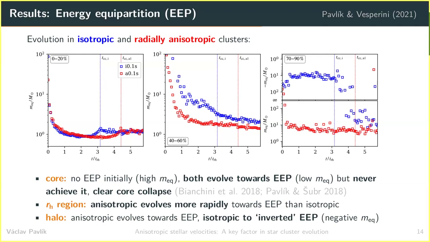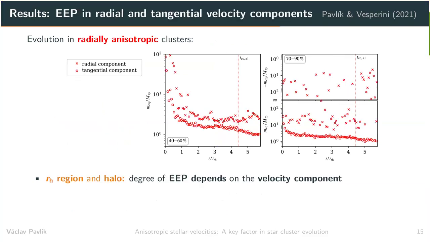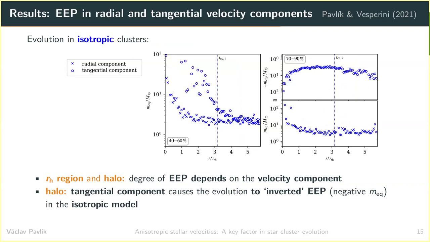Why is that? Well, if you look separately at the radial and tangential components of velocity dispersion, radial being crosses, tangential being circles, you can see that around the half mass radius, the evolution is similar in both components. And in the outer regions, the tangential component in the radial anisotropic cluster is decreasing, going towards equipartition, and the radial is just oscillating around infinity. Nothing interesting there. But if you look into the isotropic case, you still see the same kind of evolution around the half mass radius, but now the tangential component of velocity dispersion lives in the negative regime, and your radial component tries to reach equipartition.